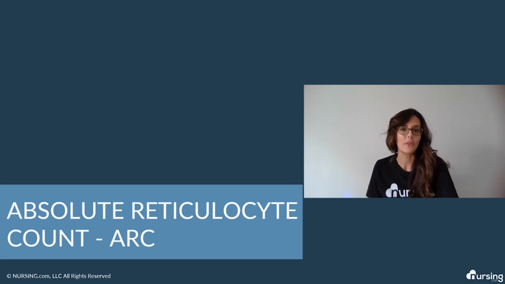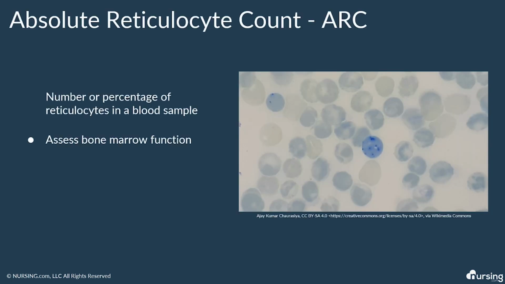This lesson will cover the normal, increased, and decreased values for absolute reticulocyte count, or ARC. Let's get started. Absolute reticulocyte count is a lab that measures the number or percentage of reticulocytes in a blood sample. This is a peripheral blood smear showing a reticulocyte, which is an immature red blood cell. This lab is used to assess bone marrow function because that's where our blood components are produced.